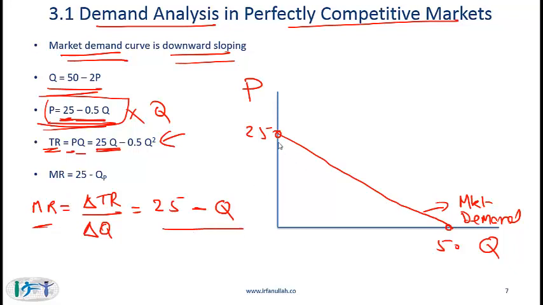That's the market demand curve. The marginal revenue curve then looks like this. Notice that when Q is 0, then the marginal revenue is 25, and when marginal revenue is 0, then Q is equal to 25. So as we keep seeing, the marginal revenue curve for the market is steeper than the market demand curve.